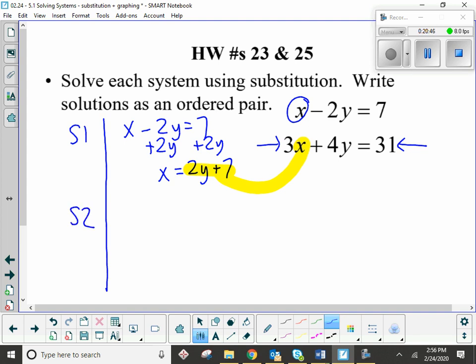3 times x, but now x is 2y plus 7. And this is why you need parentheses. That reminder about parentheses is in your notes. So 3 times x is now 3 times 2y plus 7. And then the rest of that equation just stays the same. Plus 4y equals 31.